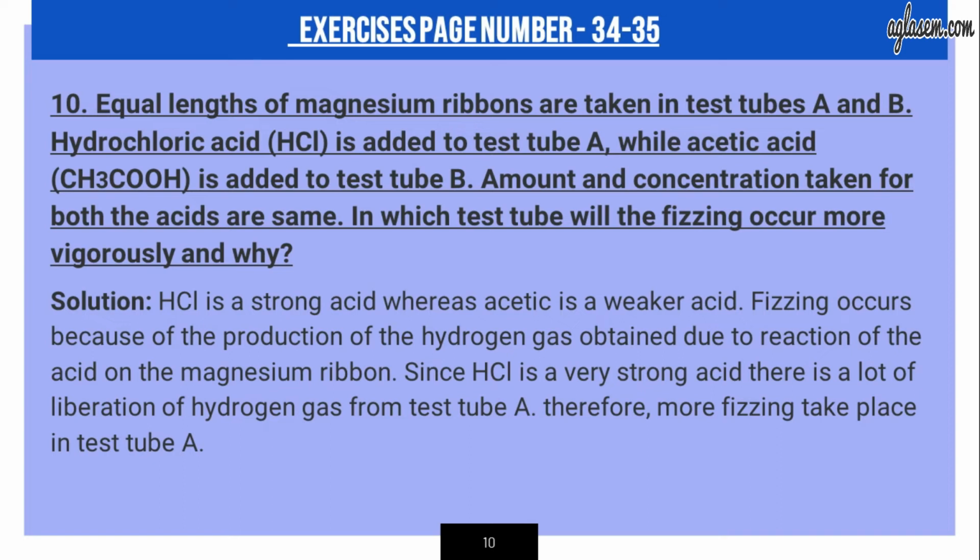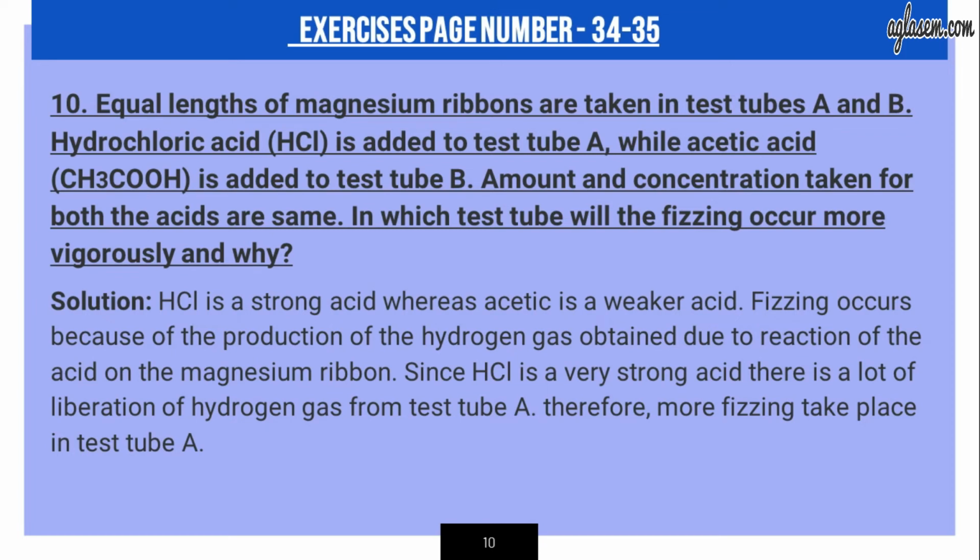Solution is, HCl is a strong acid whereas acetic acid is a weaker acid. Fizzing occurs because of the production of hydrogen gas obtained due to the reaction of the acid on the magnesium ribbon. Since HCl is a very strong acid, there is a lot of liberation of hydrogen gas from test tube A, and therefore more fizzing takes place in test tube A.